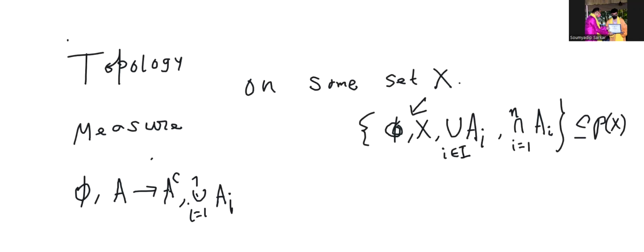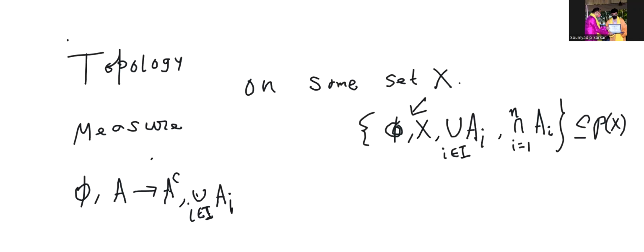So this collection may not be finite. I varies over some indexing set I, where I is some countable set.